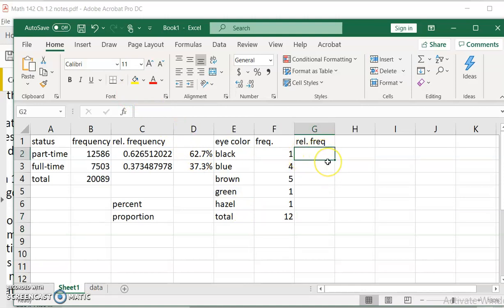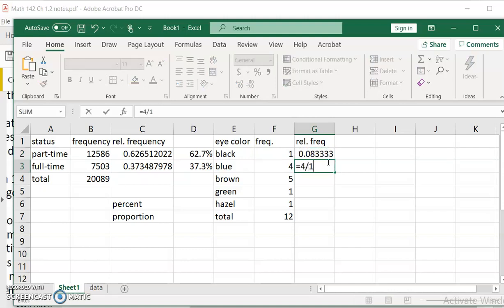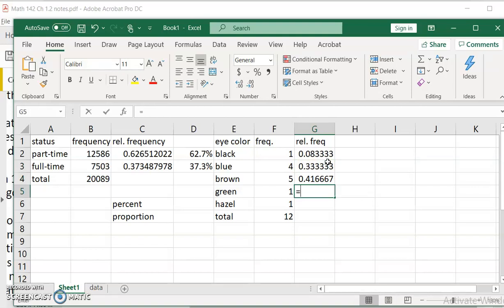And then what is the relative frequency? For black, it is 1 out of 12, 1 divided by 12. So that is this one. This is 4 out of 12. This is 5 out of 12. Now green is 1 out of 12, and hazel is also 1 out of 12. And then we have to do rounding, right? So the rounded number, this would become what?